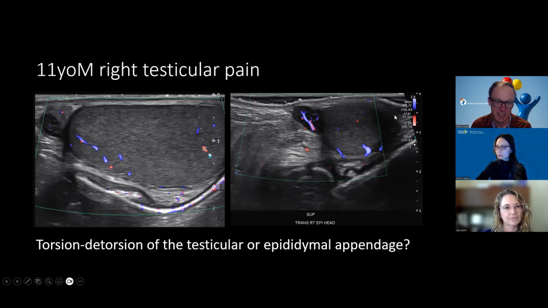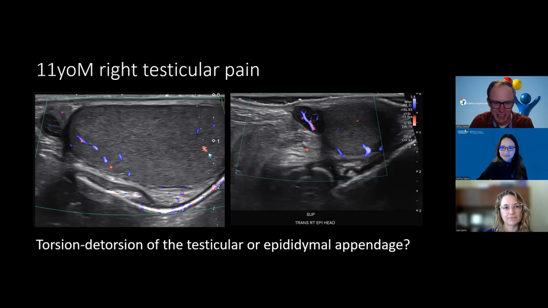Yeah, no, that's very timely that you bring this up. I had an almost identical case yesterday that one of the other members of my group asked me about, and it looked very similar. It had this nodular looking thing next to the epididymis, and it looked bigger than we typically would see for a normal appendage, but it still had flow within it, like this one. He asked me the same thing: can you have torsion, detorsion of an appendage? I have not seen that in the literature. I don't know if it exists.